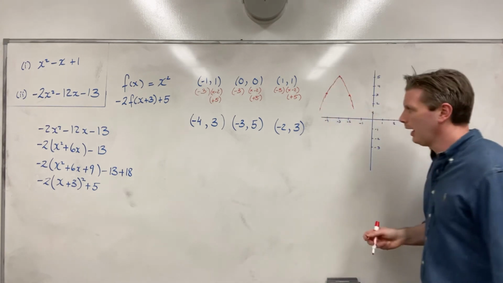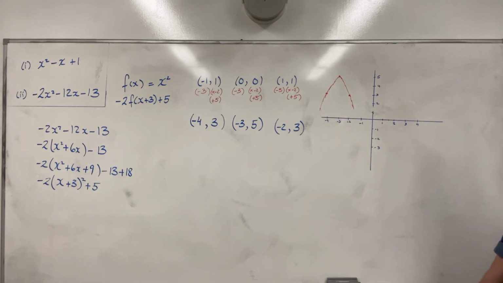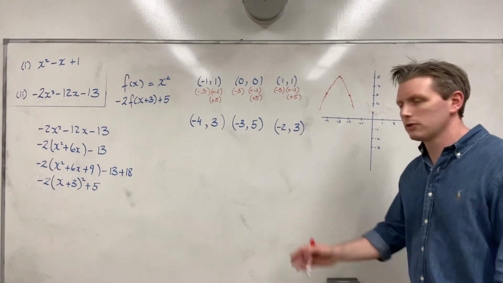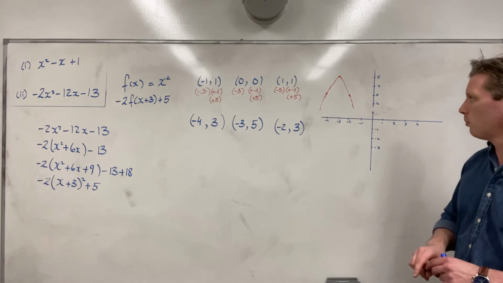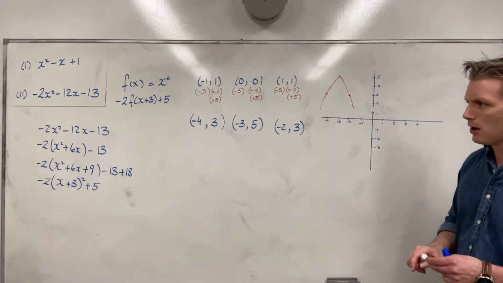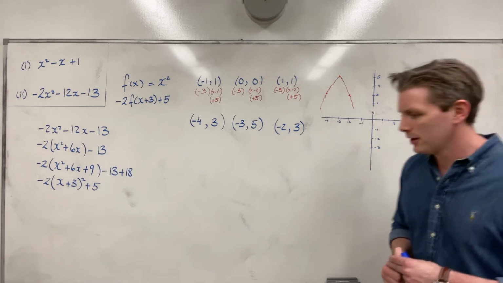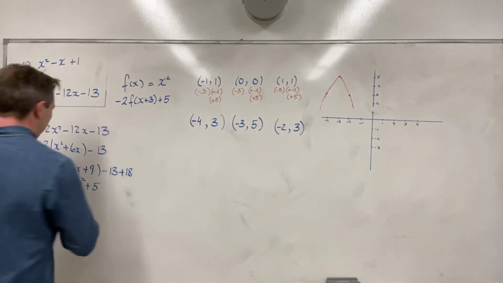If I wanted, I could also find the x-intercepts by using the quadratic formula, perhaps, to solve my quadratic trinomial. That would give me 2 more points here, the x-intercepts, etc. But that's it. We have completed the problem.